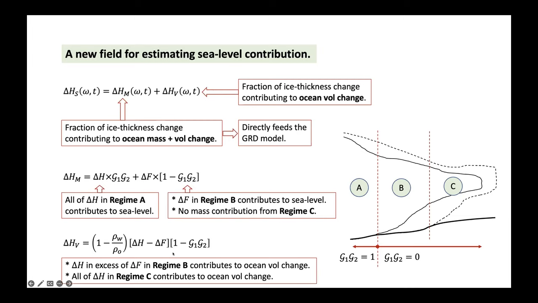So you could see, again, it is only applied to regimes B and C. And for regime C, again, because delta F vanishes, all of the change in ice thickness contributes to ocean volume change. So think of sea ice melting. And for regime B, depending upon if there is excess ice thickness change compared to the change in flotation height, then there is some contribution from this regime to sea level change via ocean volume change.